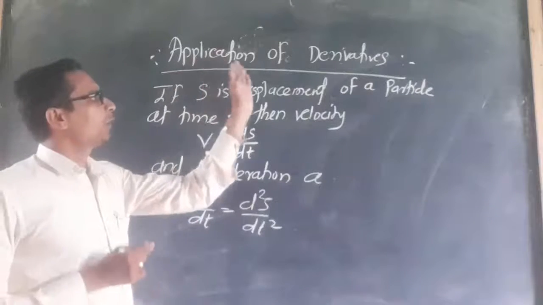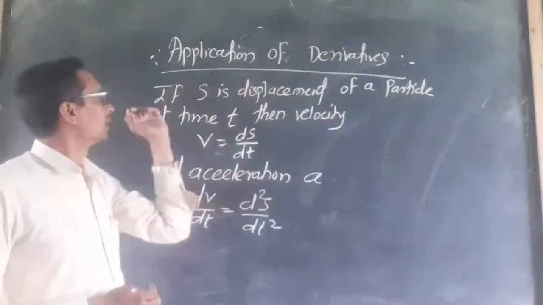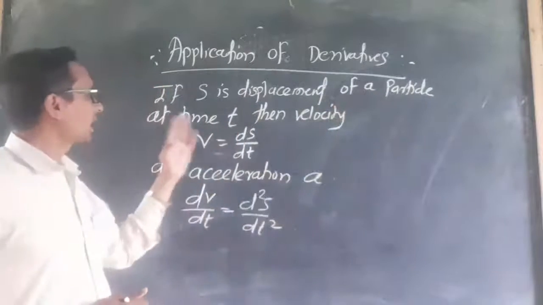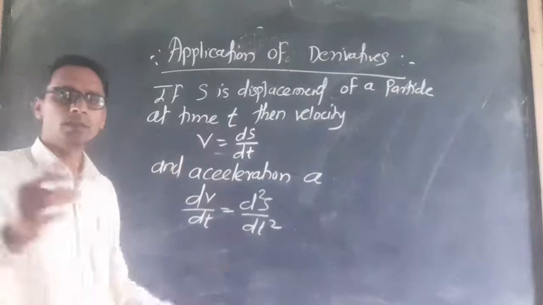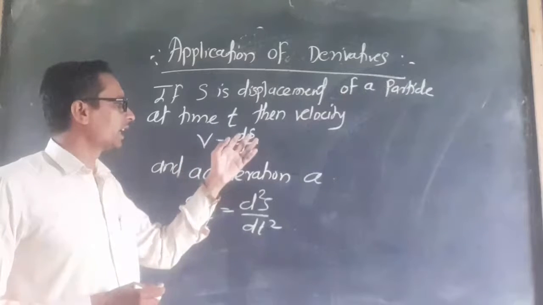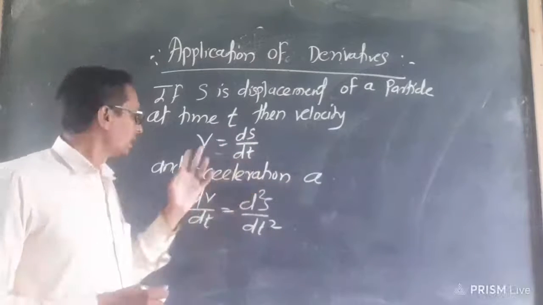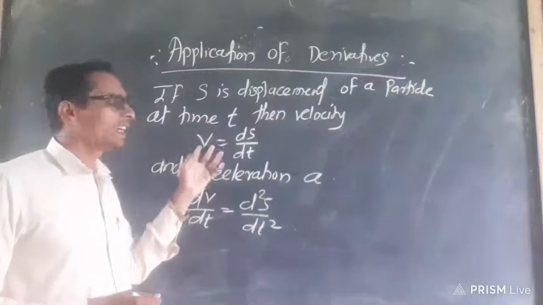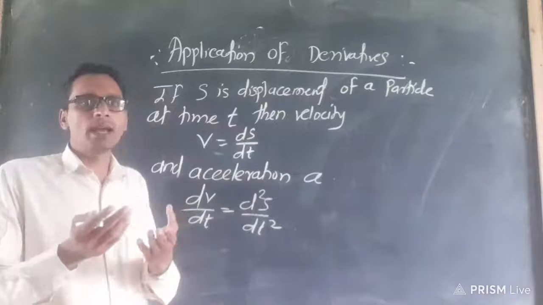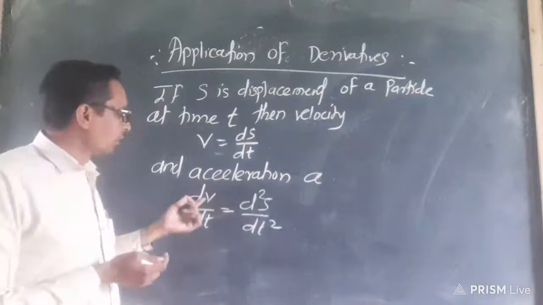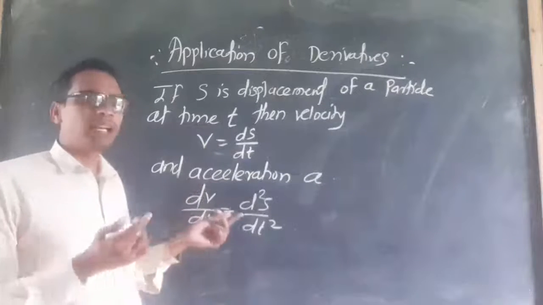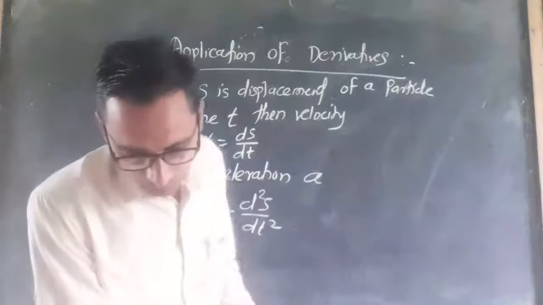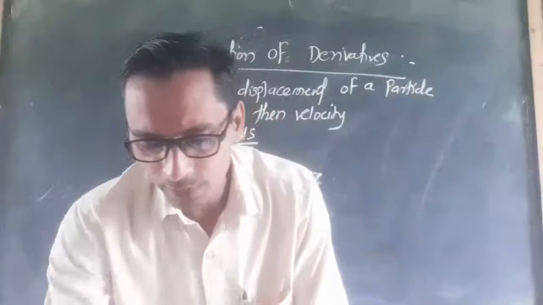So friends, today we will see application of derivatives. If s is the displacement of a particle at time t, then velocity means derivative of s, that is ds by dt. Then acceleration a is equal to dv by dt. Find the derivative of velocity, that is acceleration. For example, dv by dt means d square s by dt square. Friends, in this topic we will see more examples.